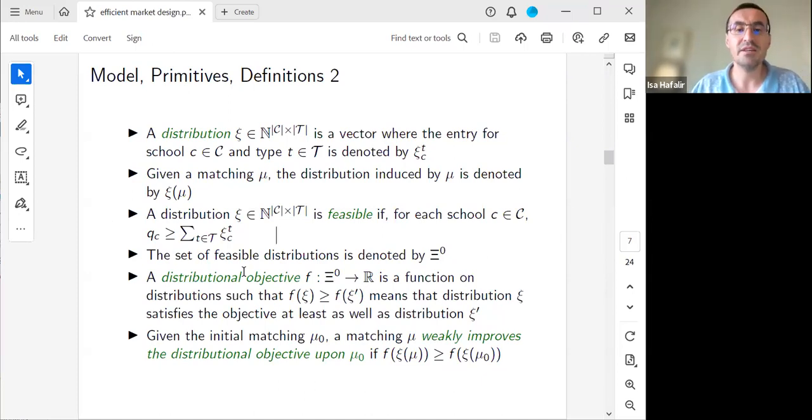A distributional objective is then a function f from Xi0 to real numbers, such that when f of xi is greater than or equal to f of xi prime, this means that the distribution xi satisfies the distributional objective at least as well as the distribution xi prime. Another important definition is that given the initial matching mu0, we say that mu weakly improves the distributional objective upon the initial matching mu0 if f of xi mu is greater than or equal to f of xi mu0.